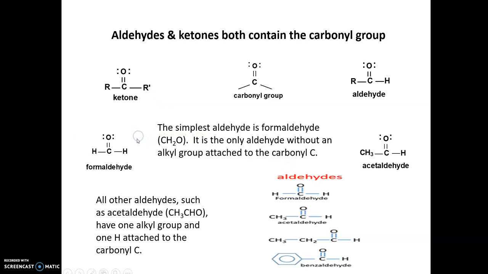The simplest example of an aldehyde is formaldehyde, and it is the only aldehyde without any alkyl group attached to the carbonyl carbon. The other example is acetaldehyde, where one of the valencies is satisfied by an alkyl, that is the methyl group. All other aldehydes such as acetaldehyde have one alkyl group and one hydrogen atom attached to the carbonyl carbon.